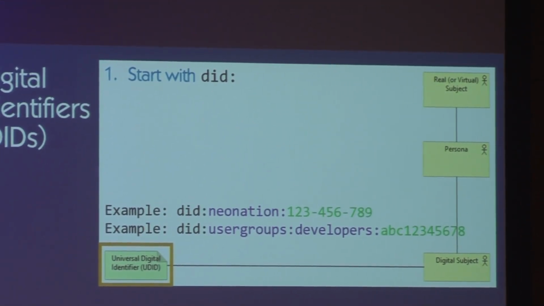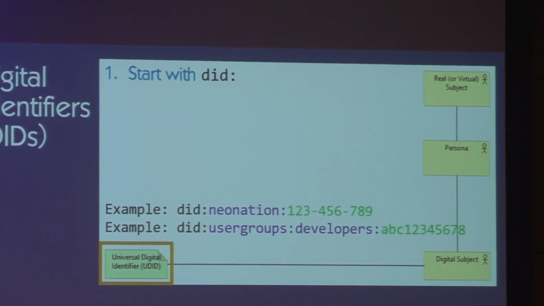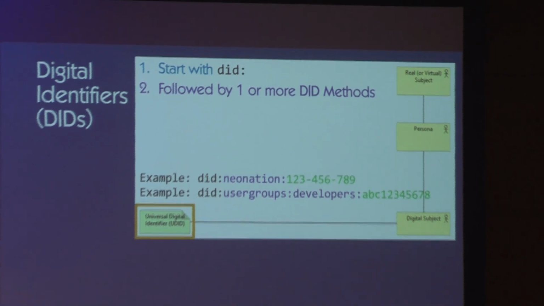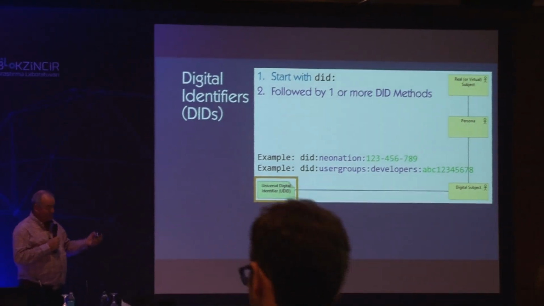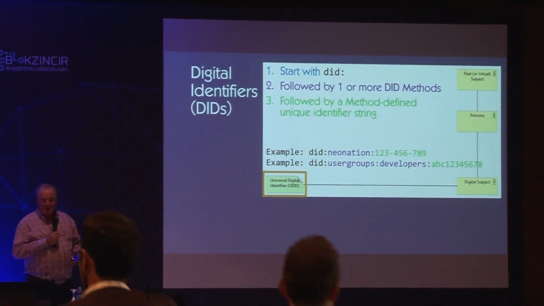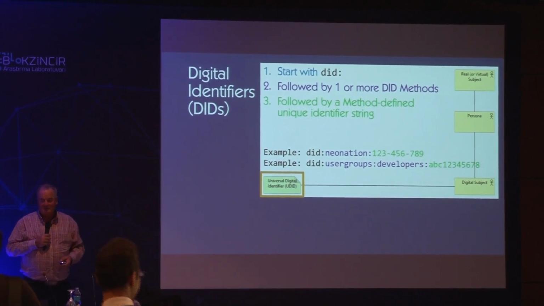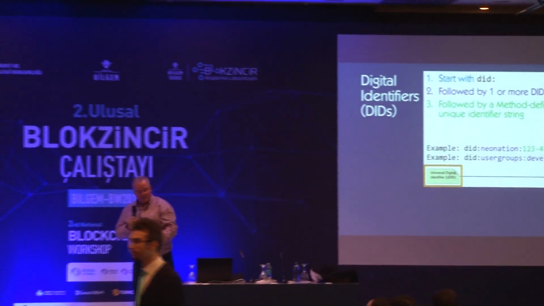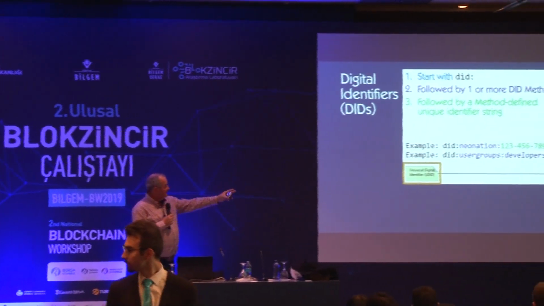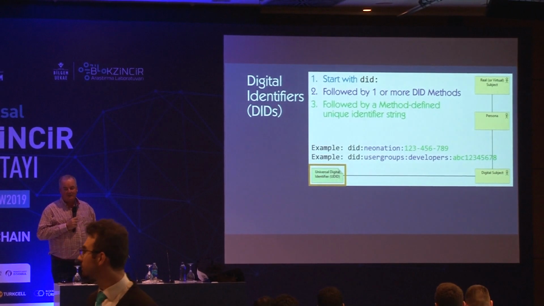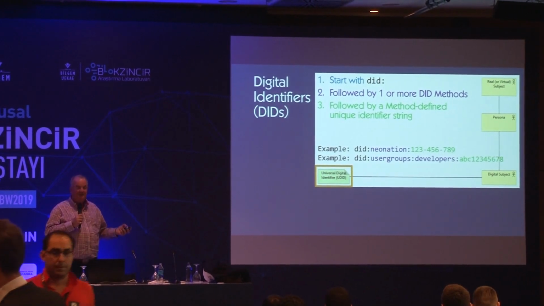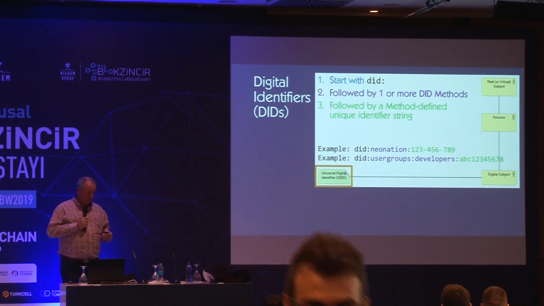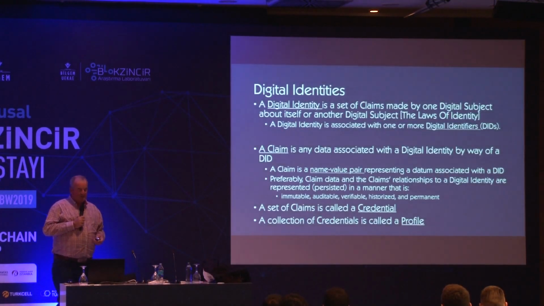So a DID starts with the phrase DID, followed by one or more DID methods, like the second example, and then followed by the method-specific identifier. So we've got subjects that have a corresponding digital subject, and we can assign identifiers to them. We haven't talked about identities yet. We've just said that subjects can have identifiers. So what's an identity?